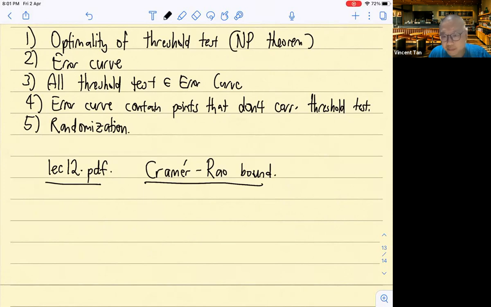Fluctuation means variance. Compute the variance.